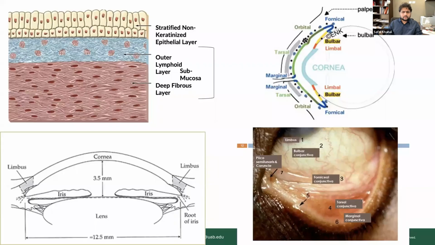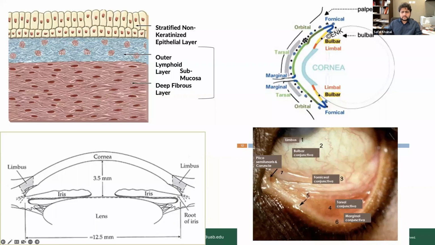Let's look at conjunctiva in a little bit more detail than before. When you see the layers of the conjunctiva, the epithelium is stratified and non-keratinized. Stratified because it has several layers. The stroma contains 2 layers, and again, the stroma is filled with the immune cells, helps to protect against infections. And there's your deep fibrous layer just underneath the outer lymphoid layer.